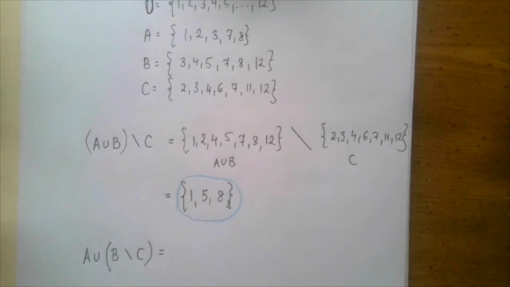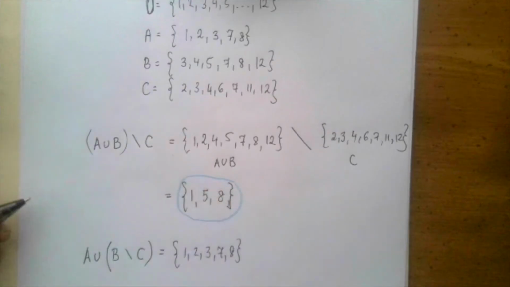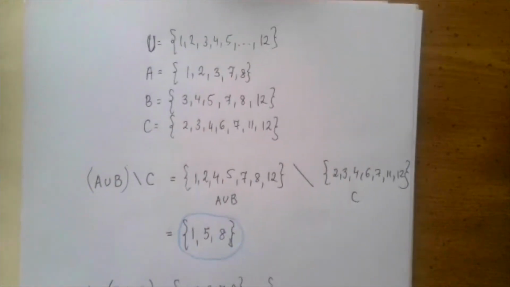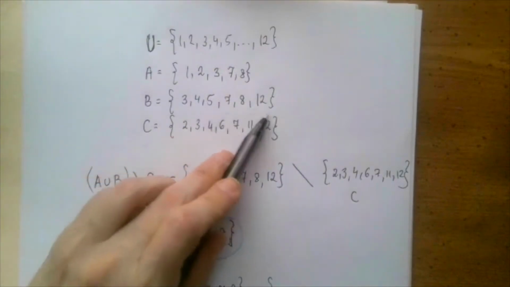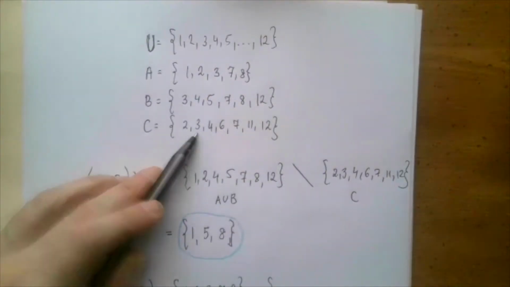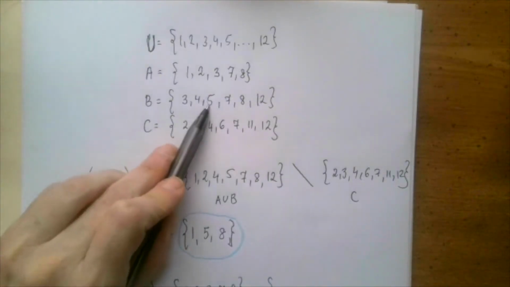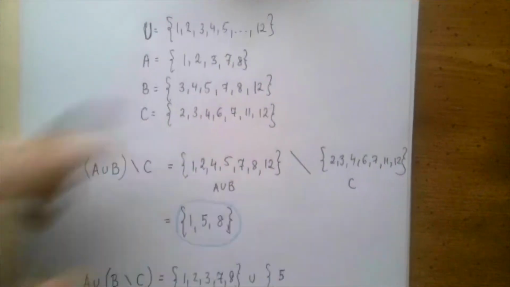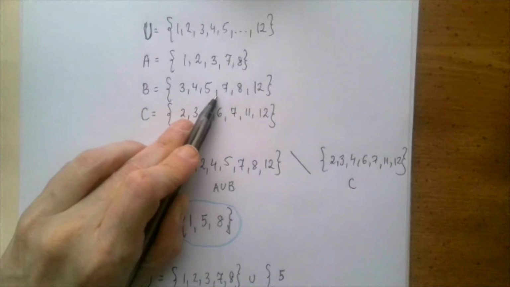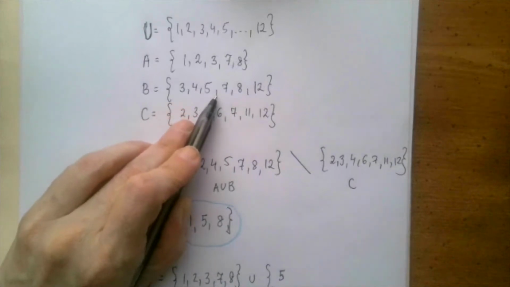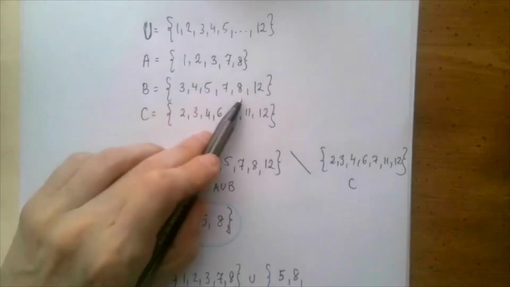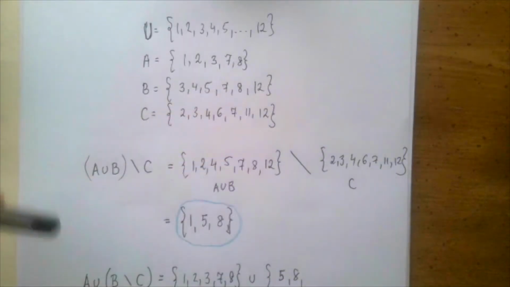So again, partial results are always helpful. A is easy, 1, 2, 3, 7, 8. And we take the union of A with the following set, B minus C. So what that means is that we're going to have to go through the elements of B and whatever is also in C gets removed. So we start with 3, 3 gets removed because it's in C. Same with 4. Now 5 is not in C, so 5 doesn't get removed. 6, we don't even have to worry about it because it cannot be removed if it isn't there in the first place. 7 gets removed, 8 remains, and then 12 gets removed. So it's just 5, 8.